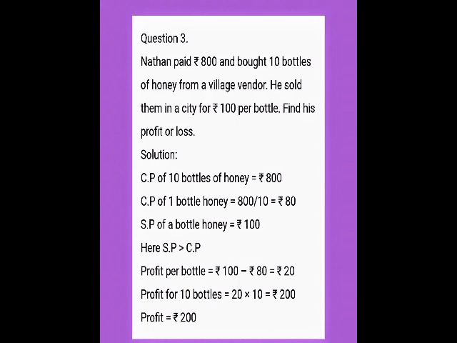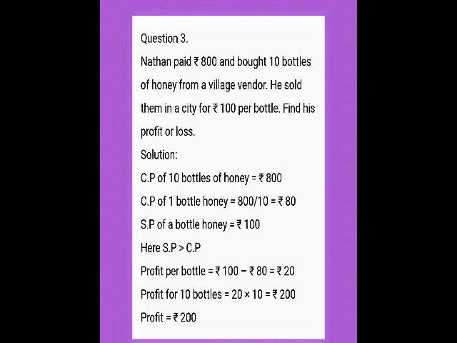Nathan paid rupees 800 and bought 10 bottles of honey from a village vendor. He sold them in a city for rupees 100 per bottle. Find his profit or loss. Nathan paid rupees 800 for 10 bottles of honey. He is buying 10 bottles of honey for 800. He sold them in the city. He is saying he is selling that honey for rupees 100 per bottle. So we want to find the cost price for the 10 bottles and the selling price for the 10 bottles. Then we will find how much amount is profit or loss.